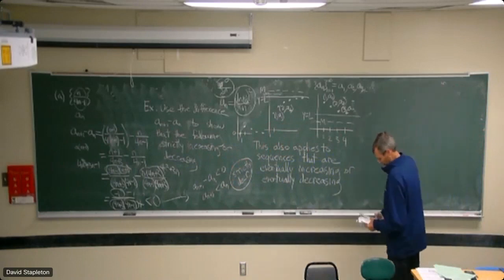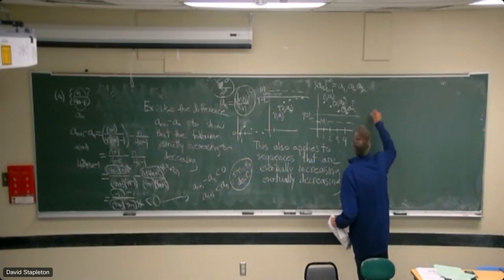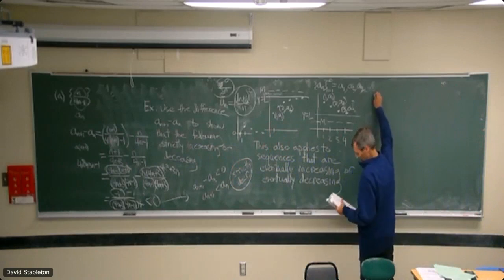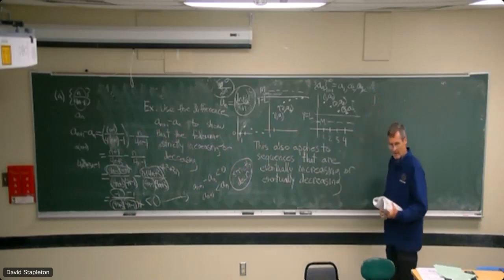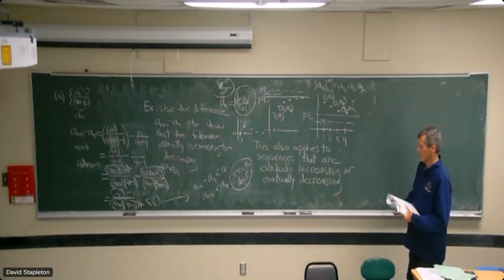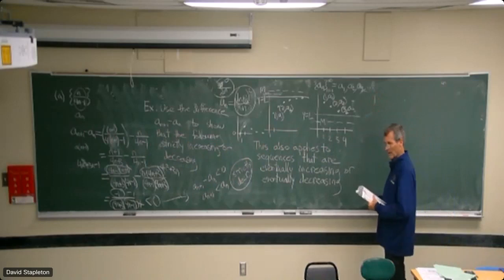Now, a second way to do these is take the ratio of successive terms. Maybe I should do one more of those. Should I do one more? But aren't there some cases where it would be positive? Yeah, then you said strictly increasing. I got a question. What's the difference between strictly increasing and just increasing?